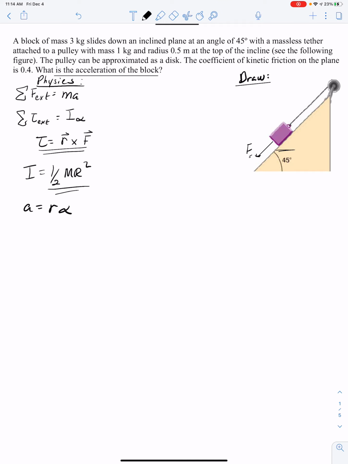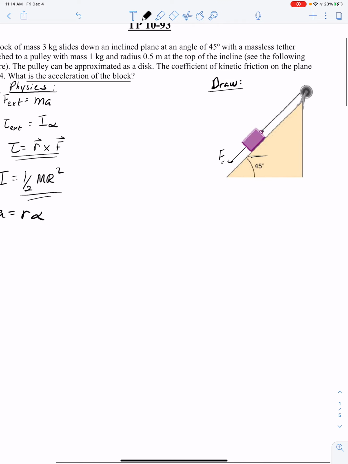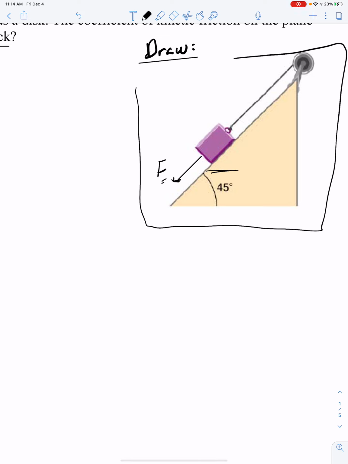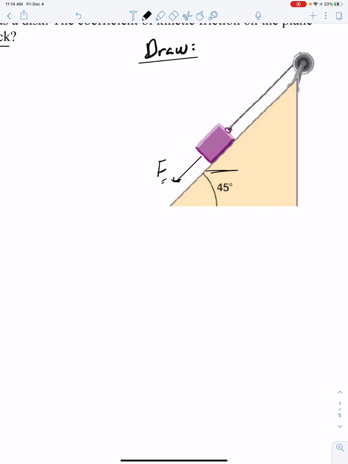Okay, so the first thing is identifying the systems. So we have two systems here. We have the block and the pulley. They're two separate systems acting on an overarching system. Okay? So we have two blocks or two systems, and we're going to deal with the first block first. Let's go through identifying all the forces in that first block.